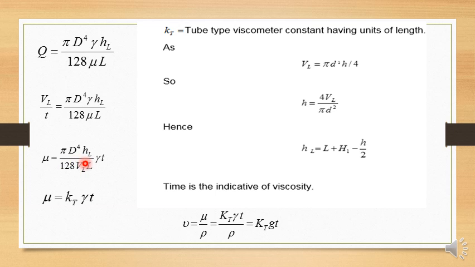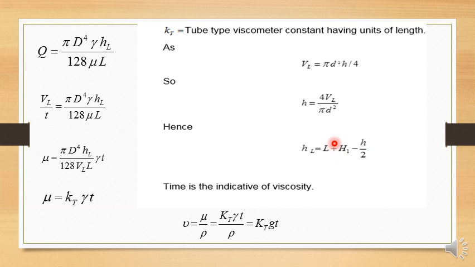What is left with us? That is VL. So VL can be determined by pi d square h by 4, and again h is constant. Even if some are variable, still you can determine the kt by this formula. So h is equal to 4VL over pi d square. So from there you can have the formula for h. Hence HL, how to determine the HL? That will be capital L plus H1 minus h by 2.